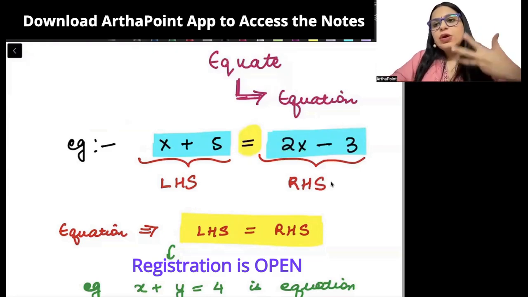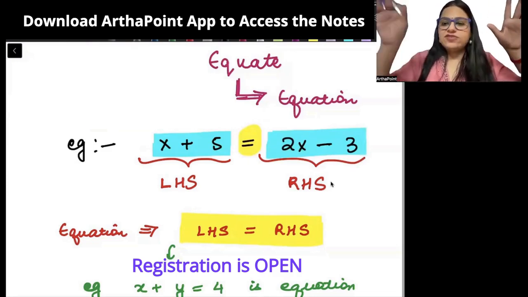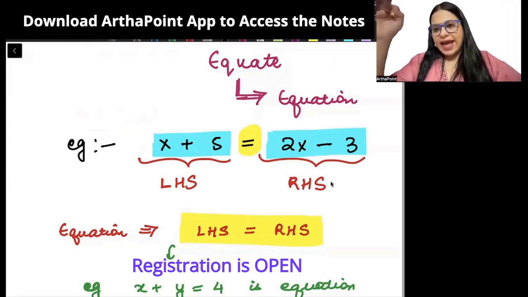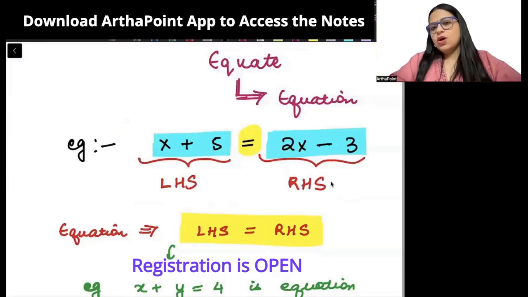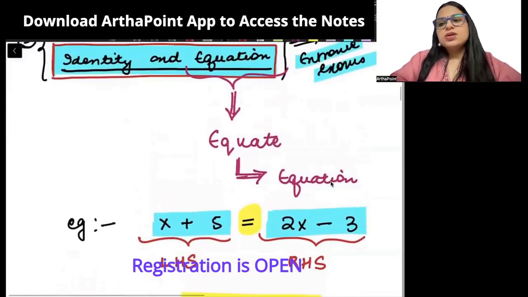So wherever we go ahead and we equate, हम right hand side और left hand side को equal करते हैं, that is called as an equation. उसको हम equation बोल देते हैं. Am I clear with it? So wherever we are equating the two, it's an equation.